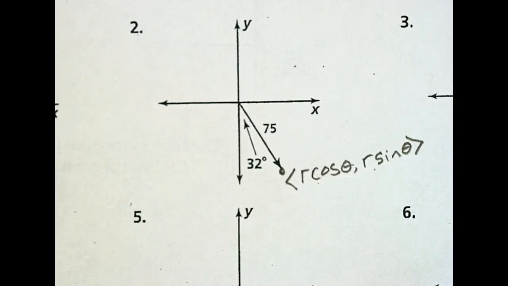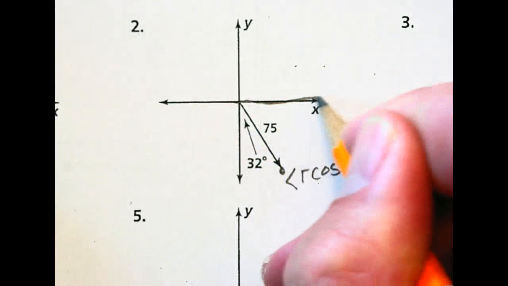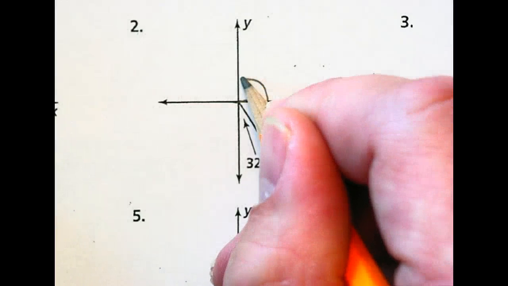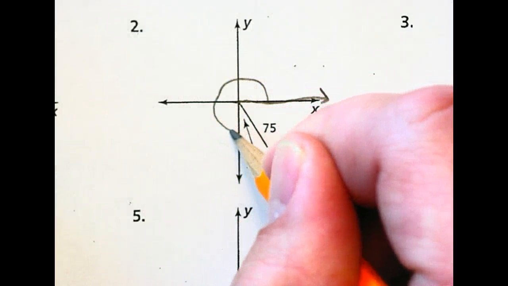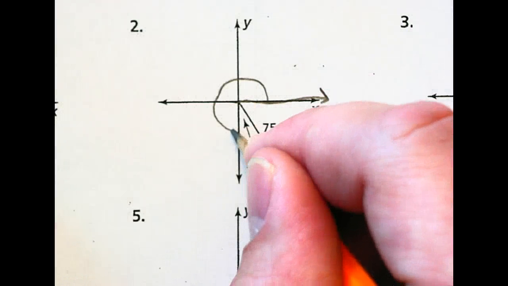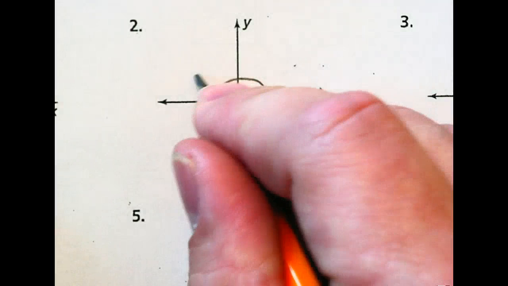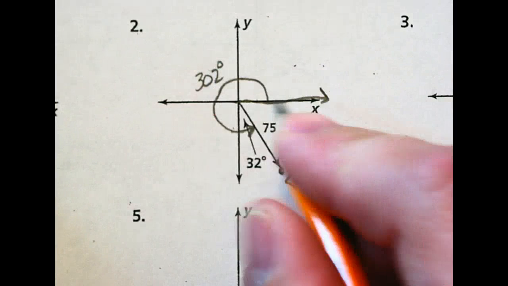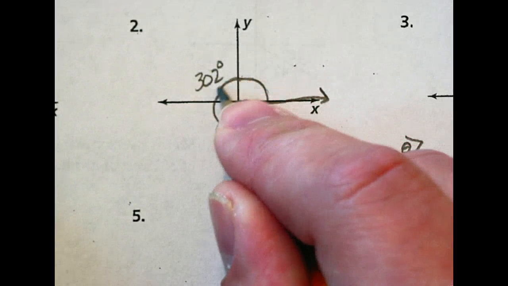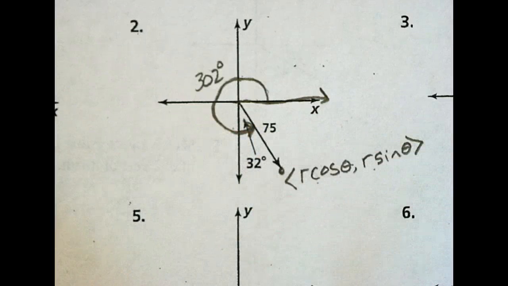What's theta? What's our angle? 32. Angle is not 32. Eli? Angle starts here, remember. Angle is 90, 180, 270, plus 32 more. It's a 302 degree angle. You always start here. So 90, 180, 270, plus 32 more, or 302 degrees.